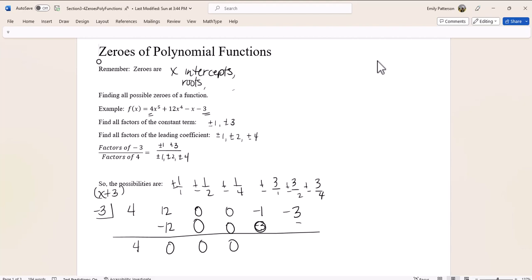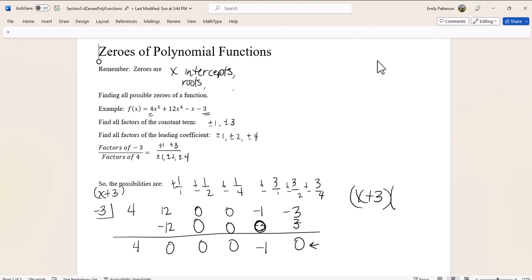Oops, note that's 0, Patterson. I'm going to add down, and then I'm going to multiply through, and then I'm going to add down. This remainder is 0. So that means that x plus 3 is one of my factors.